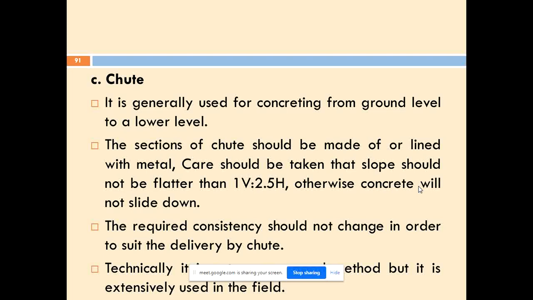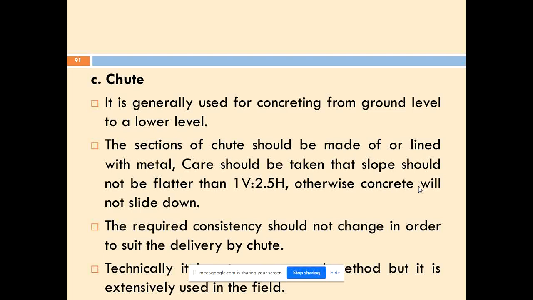So technically speaking, it is not a good method of transporting the concrete, but it is widely used in almost every work. Why? Because sometimes there will be a lack of space for the movement of labor, or sometimes there is a fear of disturbing the reinforcement. So in that case, they will go for this method, that is by using a chute.